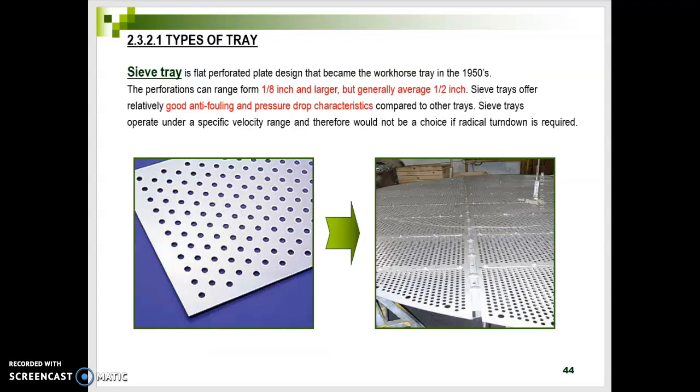So we go through the types of trays. The sieve tray has a flat perforated plate design. You can see here there are some holes on the plates. It is usually used because of its good anti-fouling and pressure drop characteristics. It operates under a specific velocity range, and therefore would not be a good choice if radical turndown is required.